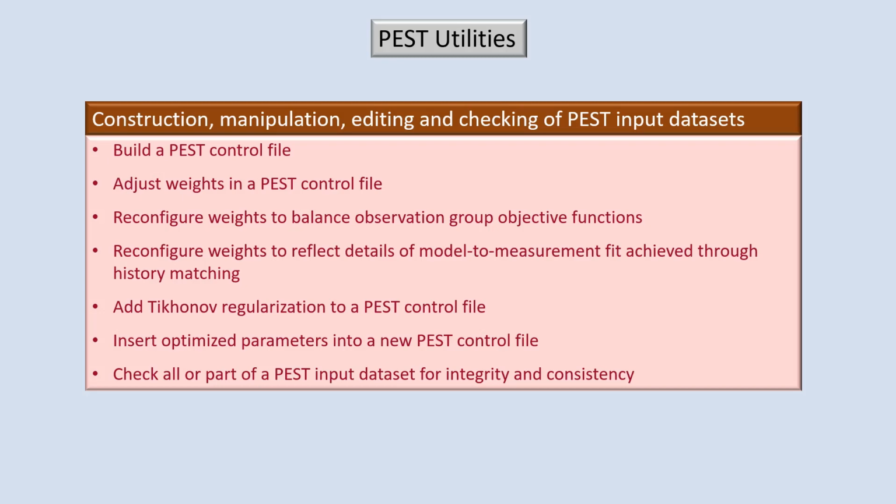PEST input datasets can become complicated if an inversion process itself is complicated. If there are many parameters that require processing, many outputs that require processing, if a number of models are being calibrated simultaneously, all of these add to the complexity of the inversion process and of the files that are required to implement that inversion process. Various utilities provide assistance in building a PEST control file, in building instruction files, in providing weights to observations, in reconfiguring weights to balance the contribution to the objective function by different observation groups.